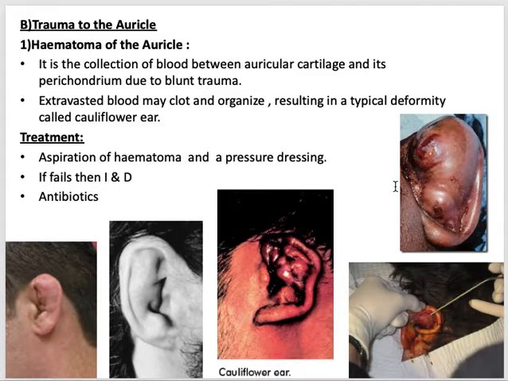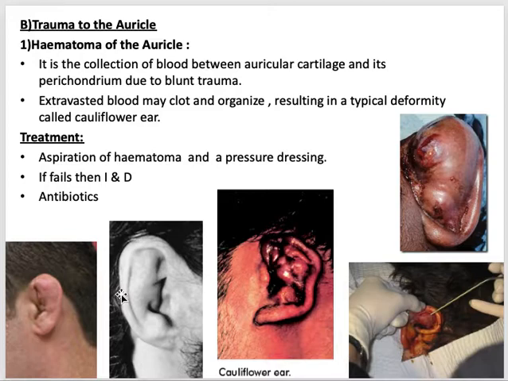Now the problem here is what? Remember, the pinna is made up of cartilage, and the blood may clot and organize. In that case, we call it cauliflower ear. See this one. This hematoma can get infected as well and can result in perichondritis.